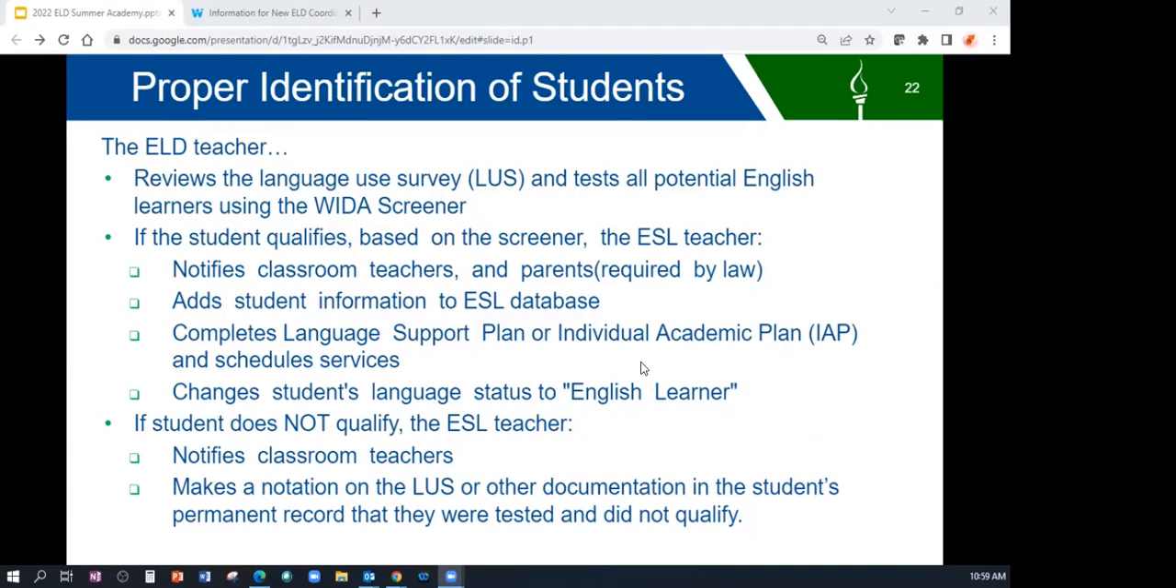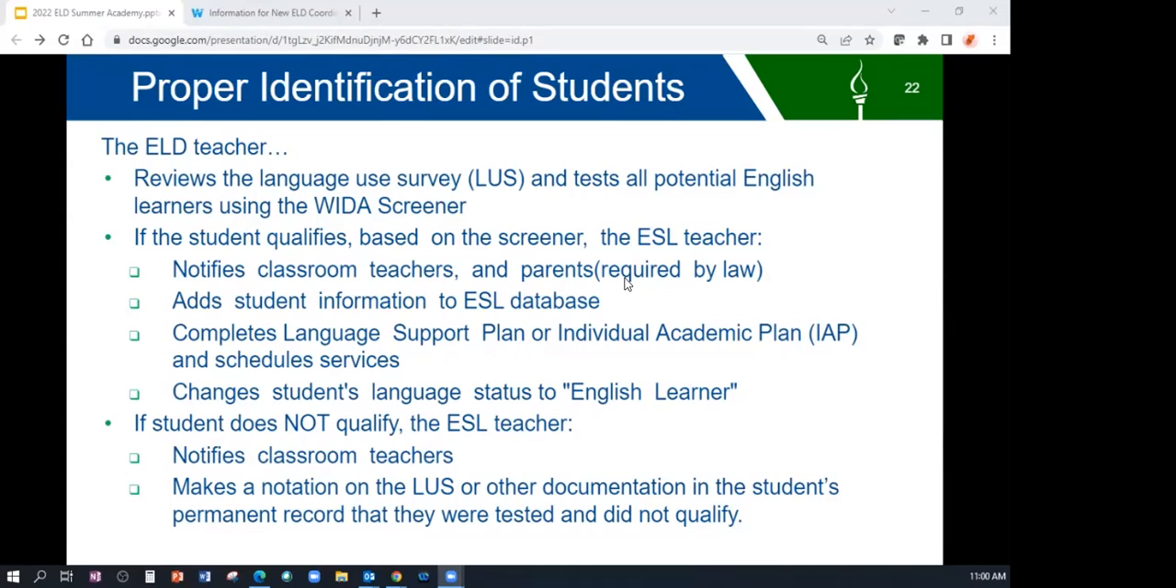So if the student answers one of those first three questions and completes the rest of the language use survey, then the ESL teacher will screen the student with the WIDA screener. We do have a brand new kindergarten WIDA screener that has to be used starting this year. We no longer have the WAPT, if you're familiar with that. That has now been retired. So we have a kindergarten screener and then a 1 through 12 screener.